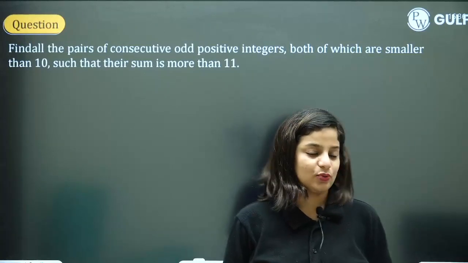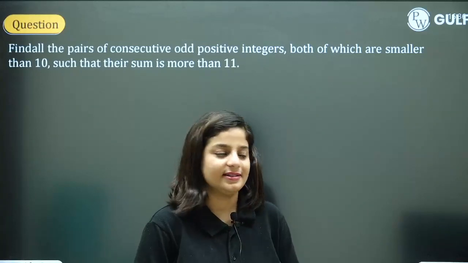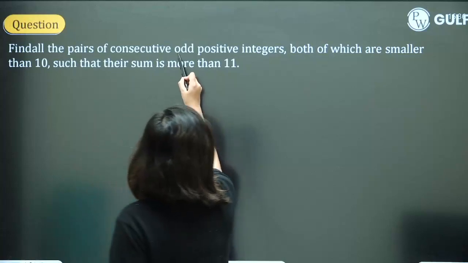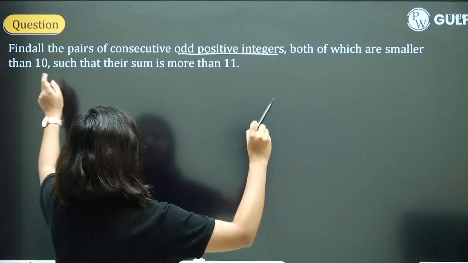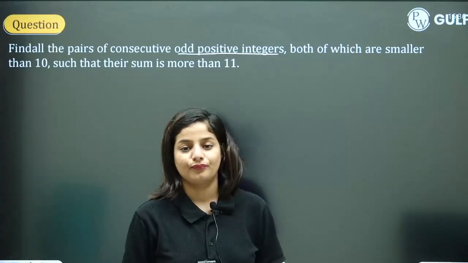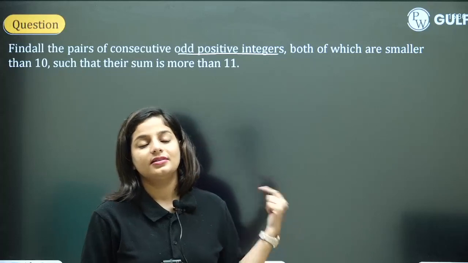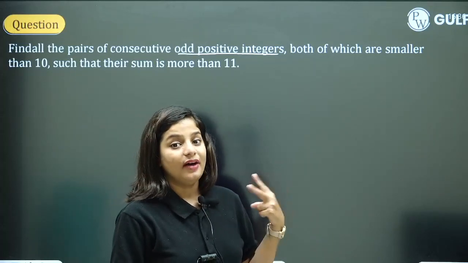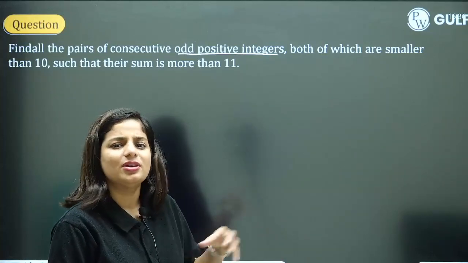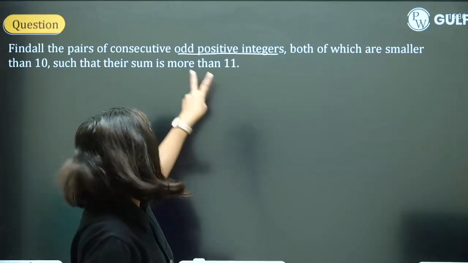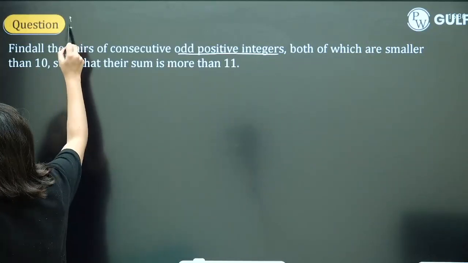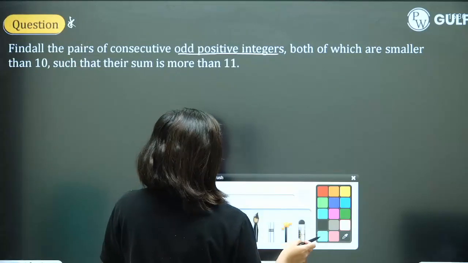Okay. Next word problem. Couple of word problems also needed, isn't it? Find all the pairs of consecutive odd positive integers, both of which are smaller than 10 such that their sum is greater than 11. Well, this is linear inequalities in one variable. You have to find pair of numbers. We can do it directly, but let's do it using the inequality concept. A very obvious question, like you have odd positive integers in your textbook, you can see even positive integers. So quite an expected question.